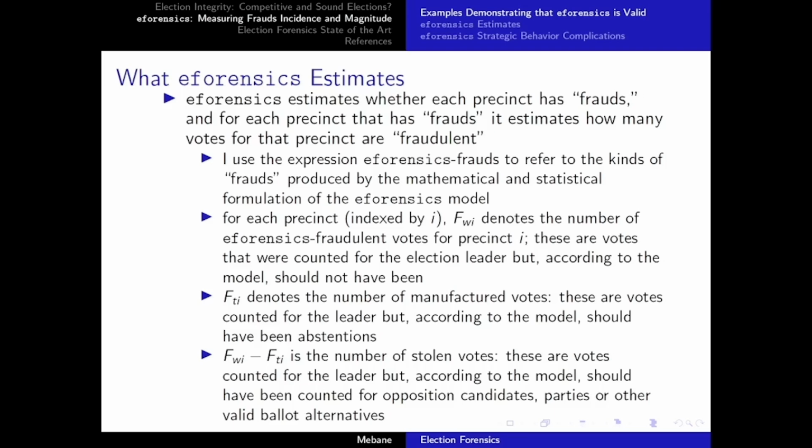And so that's also estimated by this model, again, for each precinct. If you take the difference between the total and the manufactured votes, I call these stolen votes, because these are votes that should have been counted for another candidate or party, but instead were counted for this one candidate or party we picked that I call the leader, which is the one who can benefit from these frauds. So for each precinct, we get a total of the e-forensics frauds, the total manufactured, and the difference is the number of stolen votes.